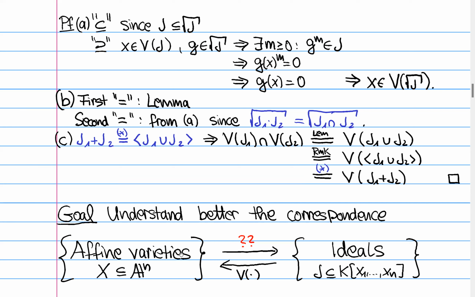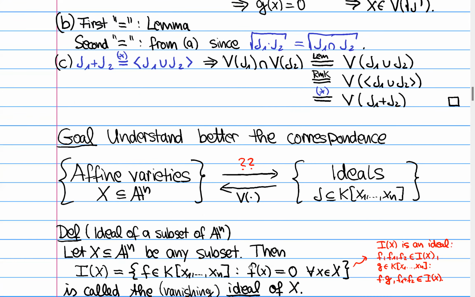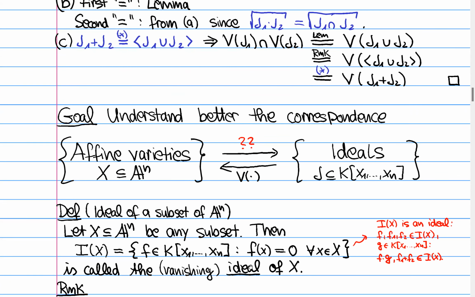In this video, we are going to see that there's a map in the opposite direction, taking an affine variety and producing an ideal. And then we're going to study how these two maps interact with each other. And writing down the definition is not so hard.